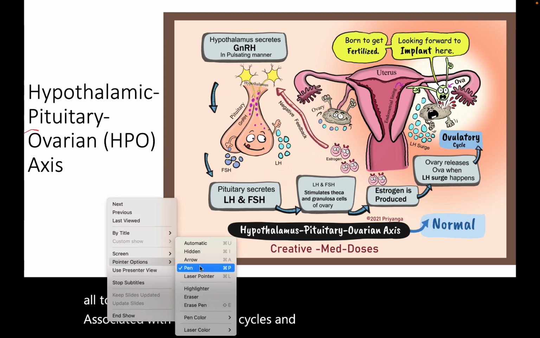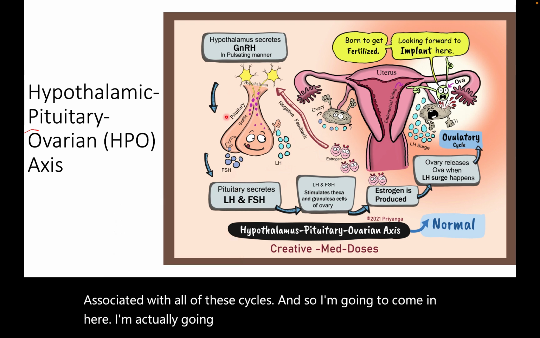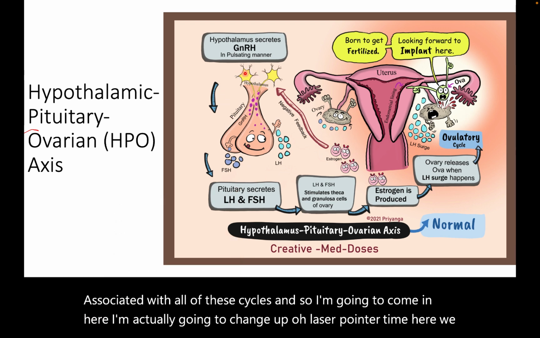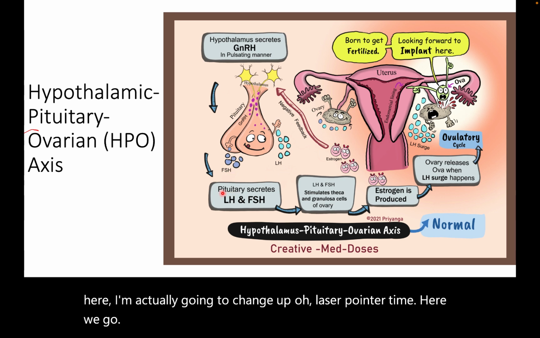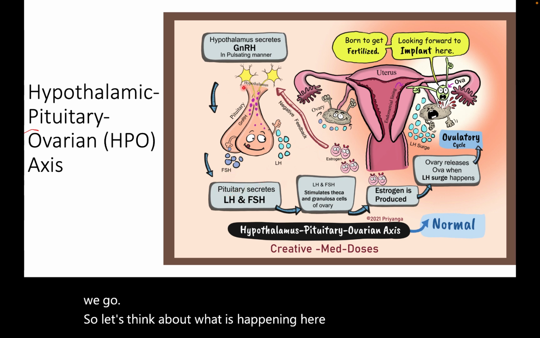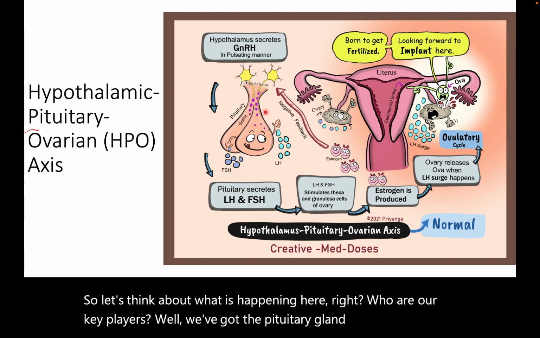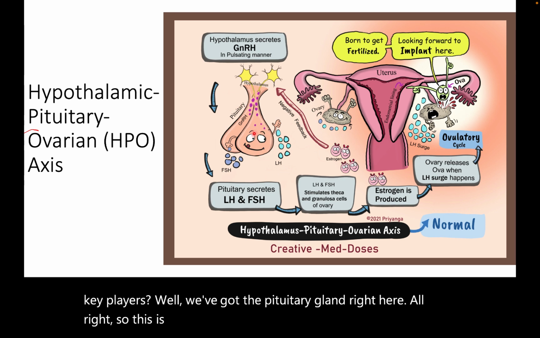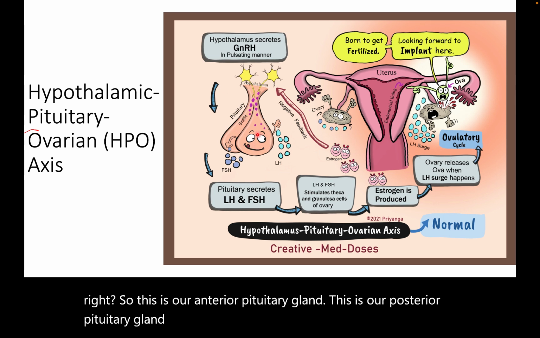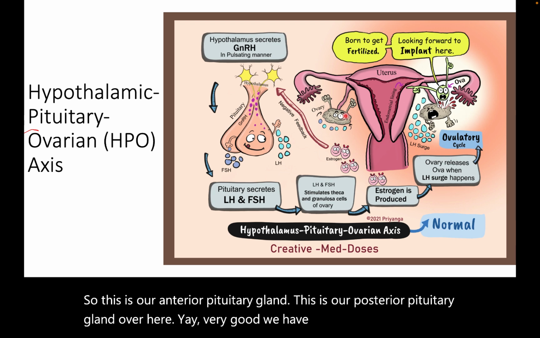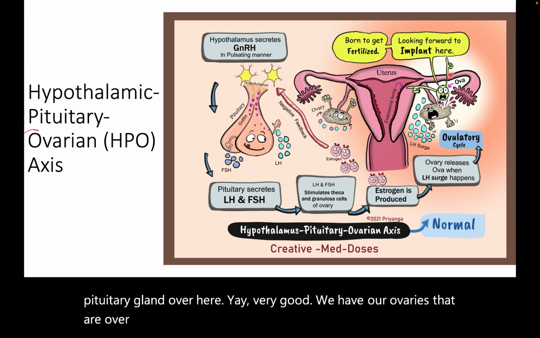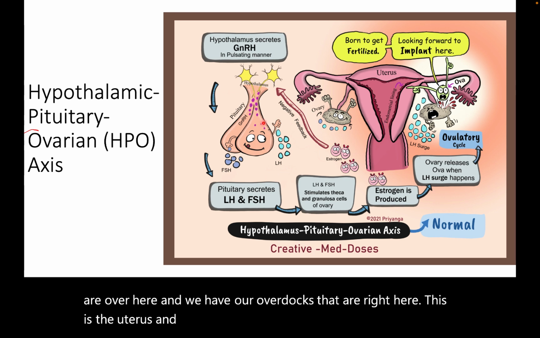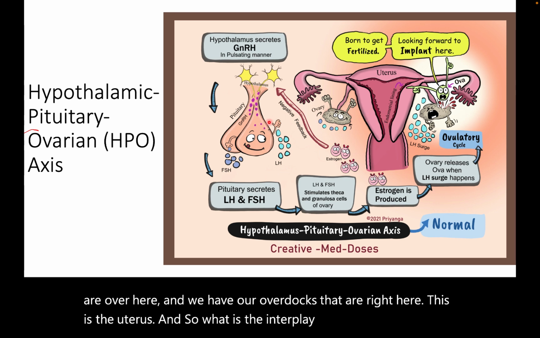And so I'm going to come in here. I'm actually going to change up, laser pointer time. Here we go. So let's think about what is happening here, right? Who are our key players? Well, we've got the pituitary gland right here, all right? And so this is our anterior pituitary gland. This is our posterior pituitary gland over here. Yay, very good. We have our ovaries that are over here, right? We have our oviducts that are right here. This is the uterus.